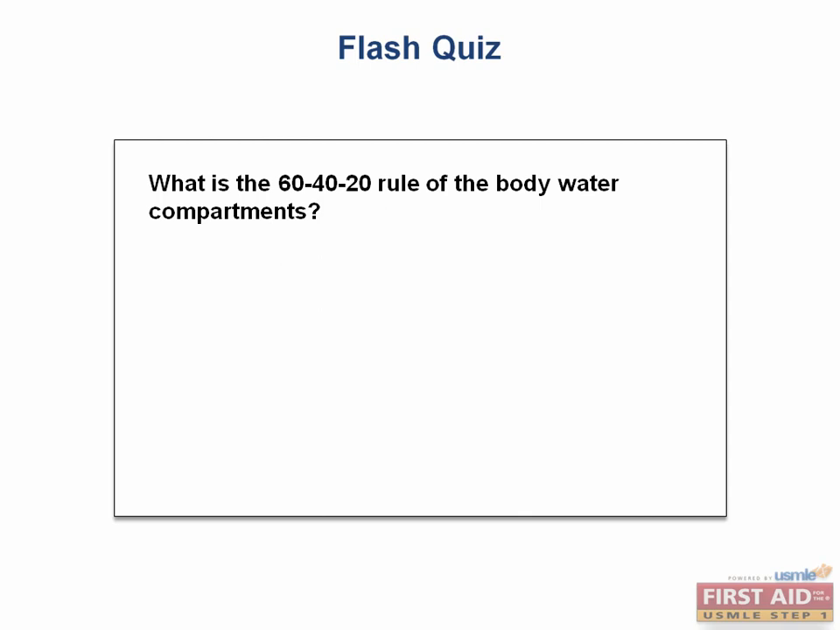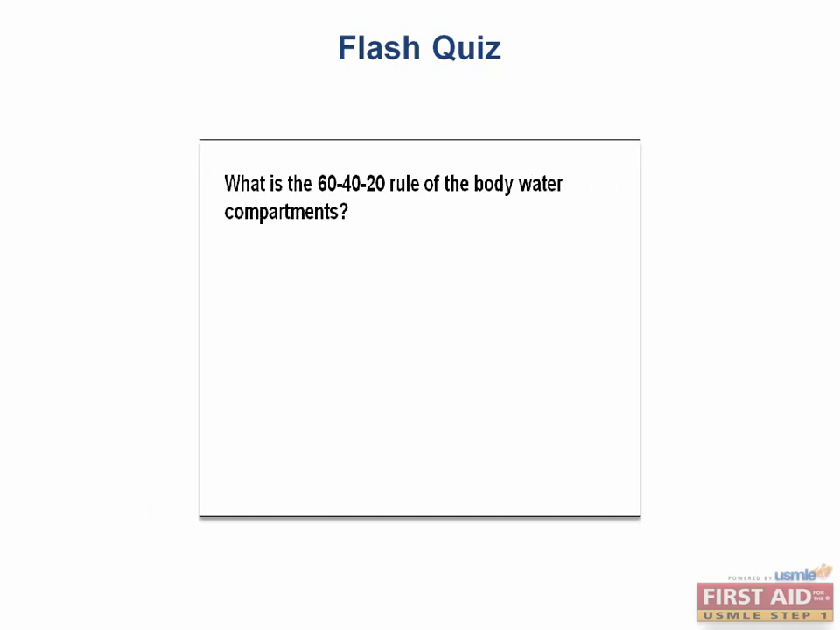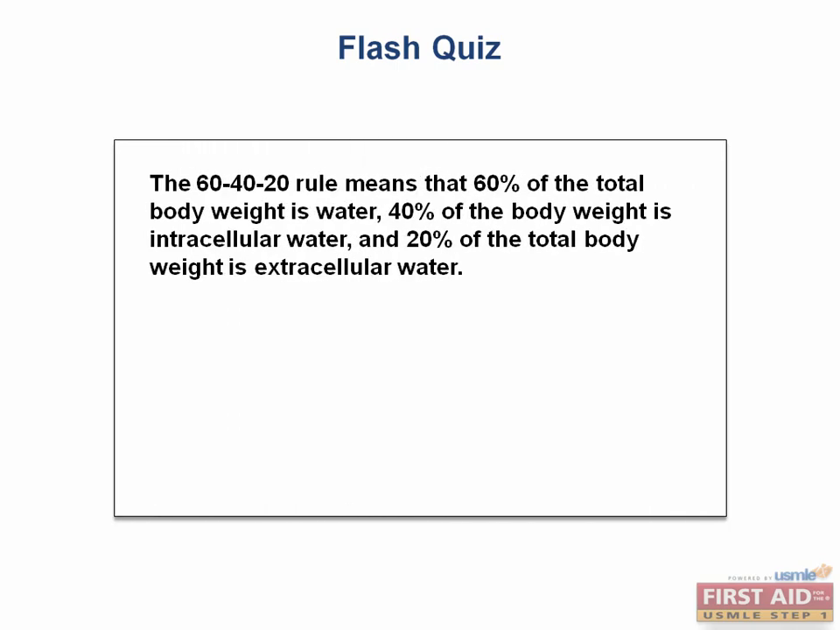What is the 60-40-20 rule of the body water compartments? The 60-40-20 rule means that 60% of the total body weight is water, 40% of the total body weight is water inside the cells, and 20% of the total body weight is water outside the cells.